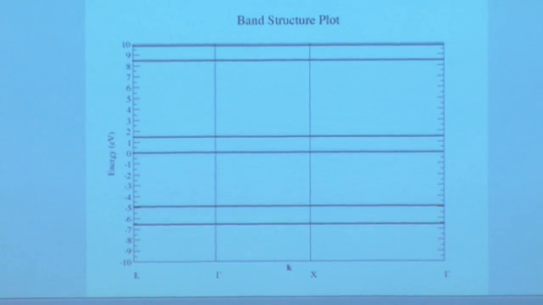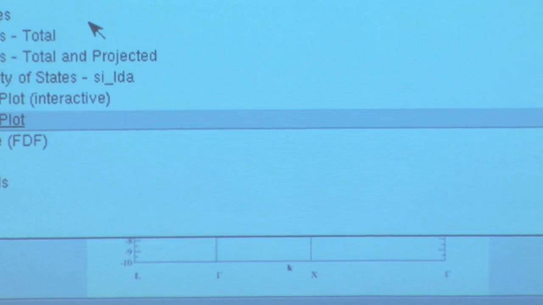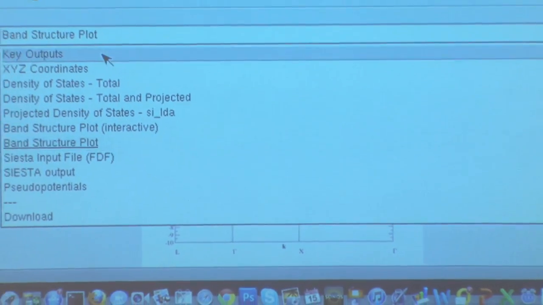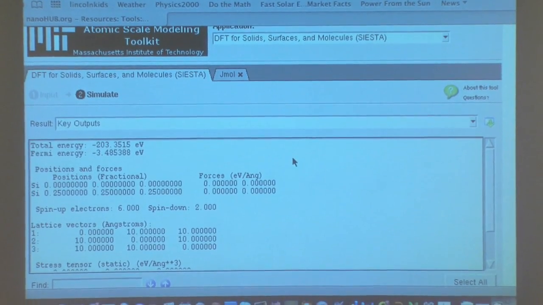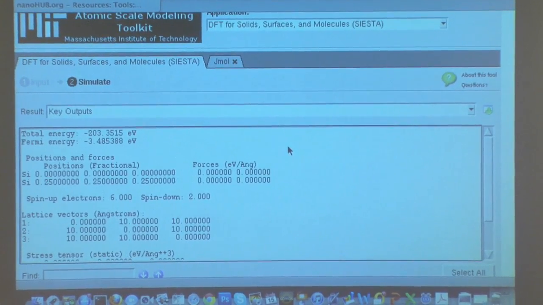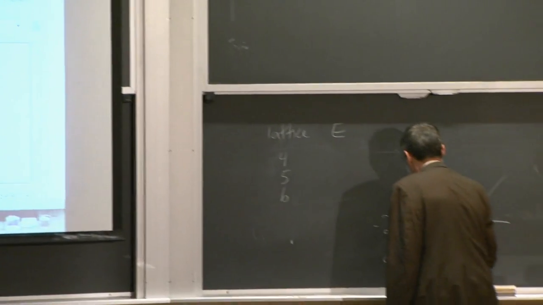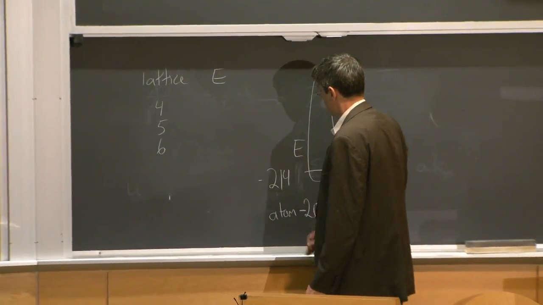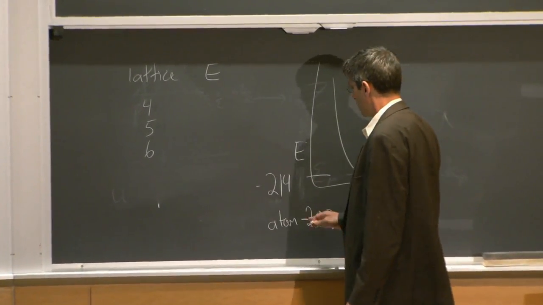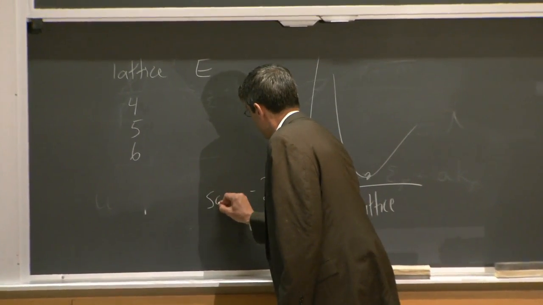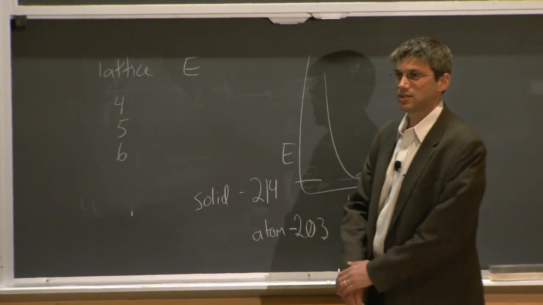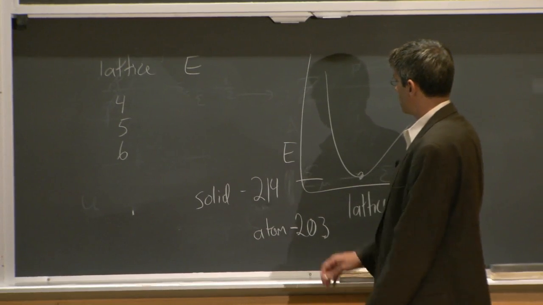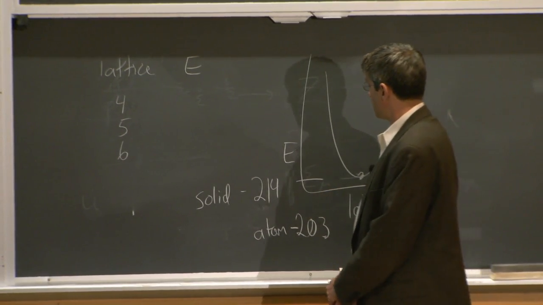Now, I'm coming back to your question in a sec, but I got an energy here of 203. So I got an atom energy of 203, and let's just truncate. 214 and 203 is the solid. Okay, so Sam, what do I do next? And the cohesive energy is 11 eV.